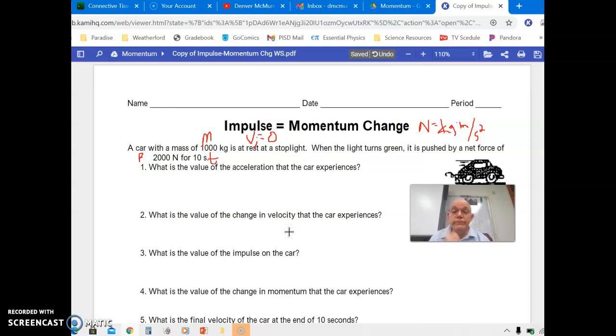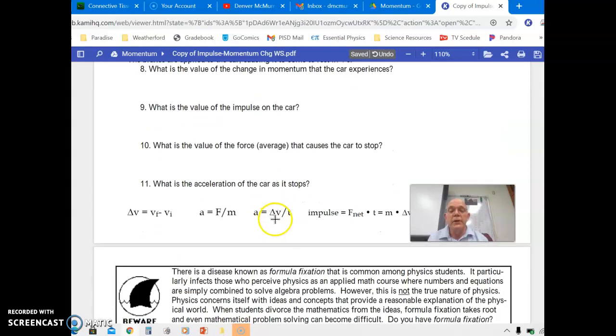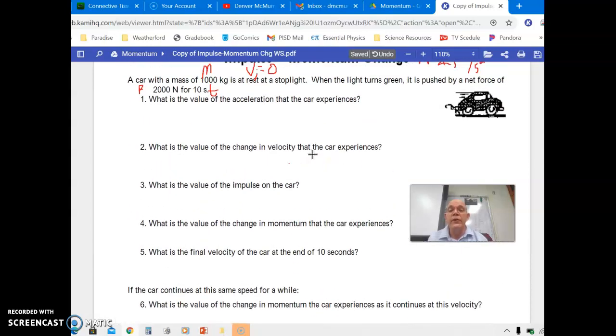Now, once you do that, it wants to know the change in velocity that the car experiences. Well, now that we know acceleration and we know time, we can just plug it into this formula and solve for change in velocity and so on. Okay? Now, impulse, change in momentum, final velocity, you should be able to figure that all out using the formulas down below.